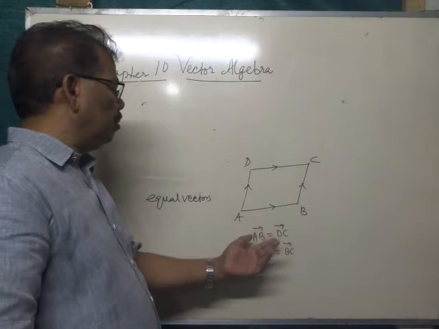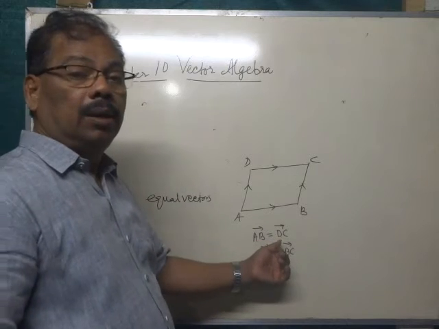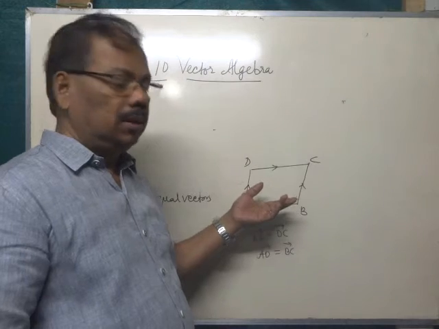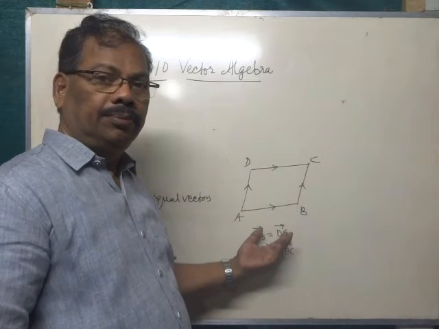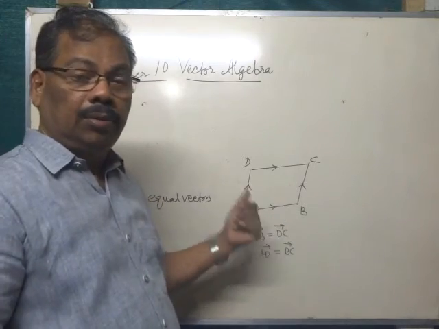Initial points and ending or terminal points, they are different, but the magnitudes are same and the directions are same. Therefore, they are equal vectors.